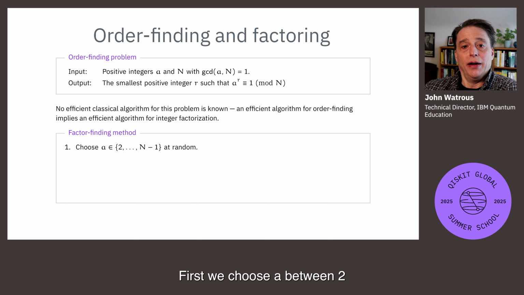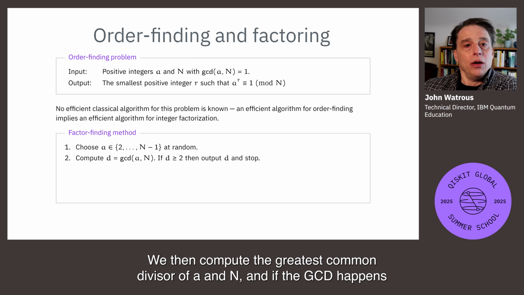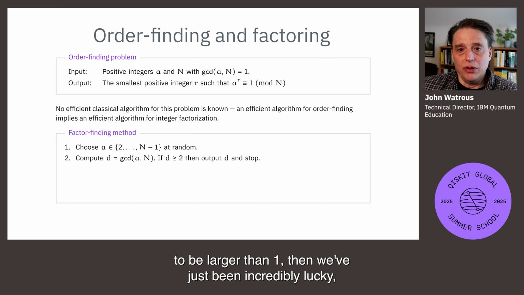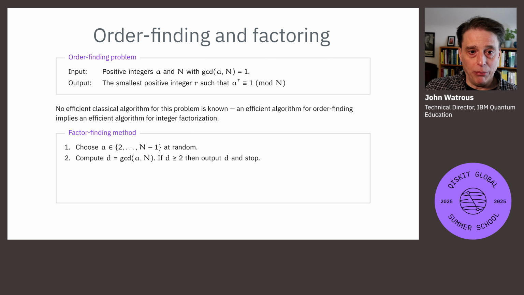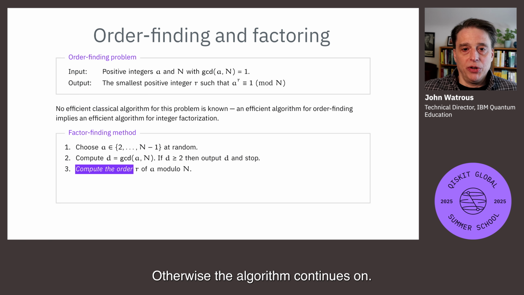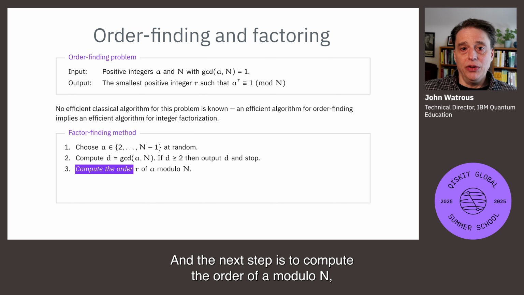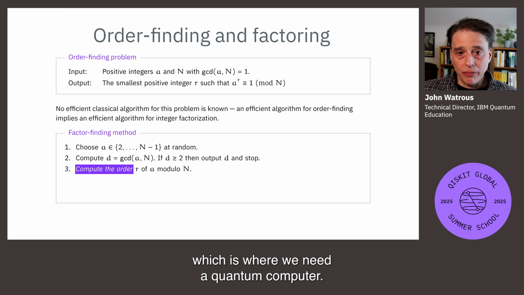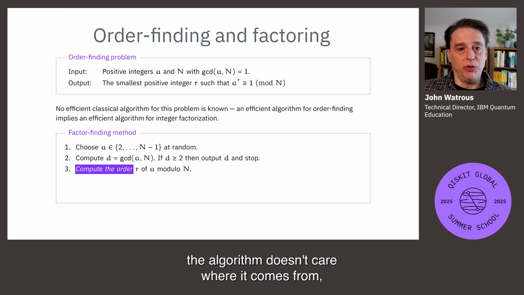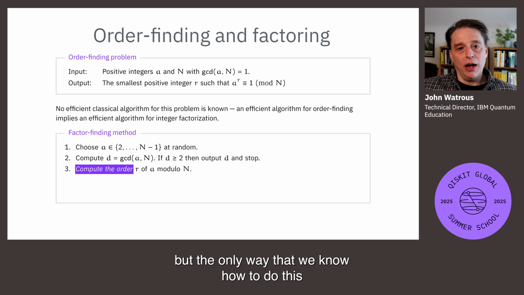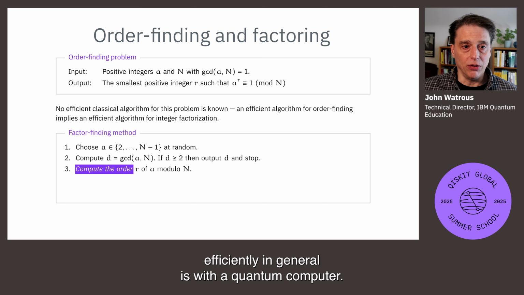First, we choose a between 2 and n-1 at random uniformly. We then compute the greatest common divisor of a and n. And if the GCD happens to be larger than 1, then we've just been incredibly lucky, and the GCD will be a factor of n, so we can just output it and stop. Otherwise, the algorithm continues on, and the next step is to compute the order of a modulo n, which is where we need a quantum computer. Or maybe we have a different method to compute the order. The algorithm doesn't care where it comes from, but the only way that we know how to do this efficiently in general is with a quantum computer.